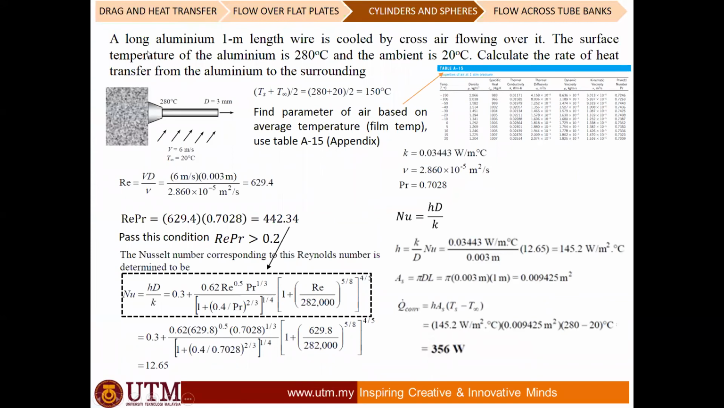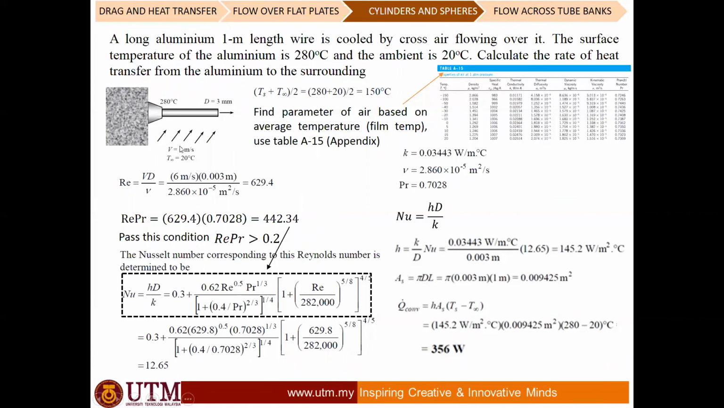We have a long aluminum rod, 1 meter in length, diameter 3 millimeters, cooled by cross air flowing. The surface temperature of the aluminum is 280, and the ambient is 20. So basically you want to cool down the rod. Calculate the rate of heat transfer from the aluminum to the surroundings.